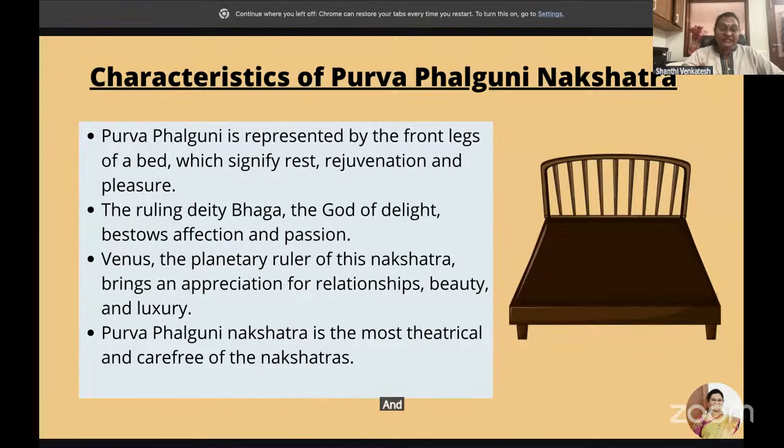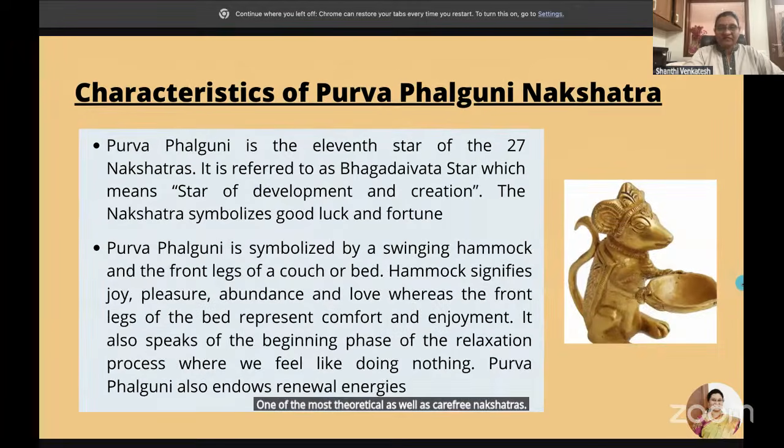And Venus is the planet which rules Pubba Nakshatra. So they have an inclination towards luxury, beauty, art. They appreciate relationships. We can say it is one of the most carefree nakshatras. So, this is the 11th nakshatra among the 27 nakshatras, and many times it is known as Bhaga Daivata. That means it is a star of development. It symbolizes good luck and fortune.